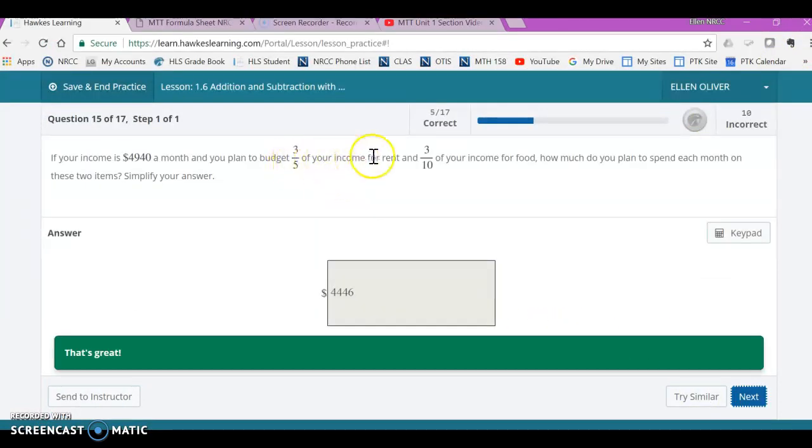Good. So remember, I added up my two parts to find the total parts that I cared about because it said these two items. Add up your fractions, and then you're going to multiply what you get by that amount so that you can change it to a dollar amount.